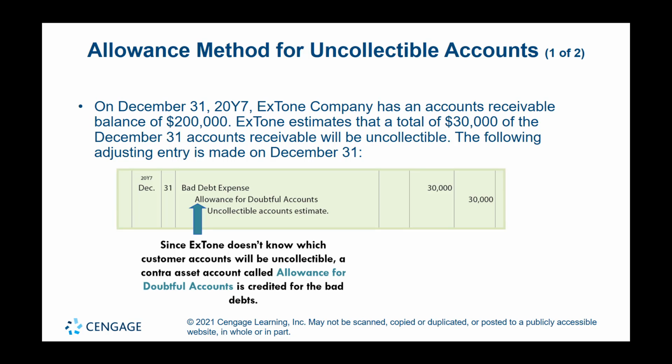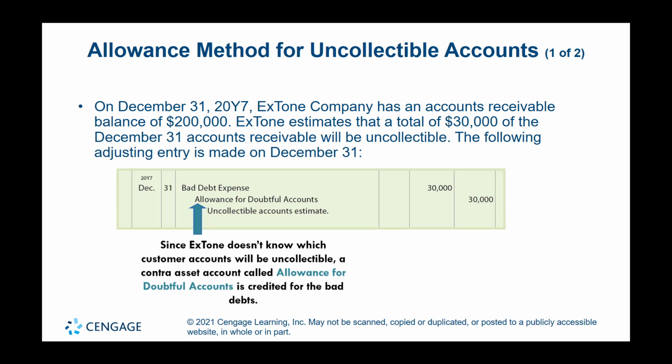On December 31st, 2017, Xtone estimates that a total of $30,000 will be uncollectible. So right away, debit bad debt expense and credit allowance for doubtful accounts, $30,000.